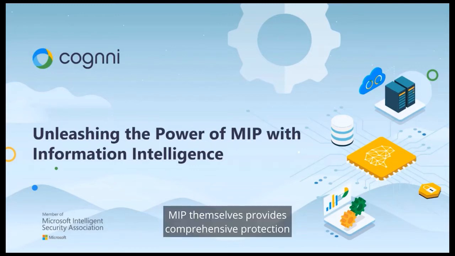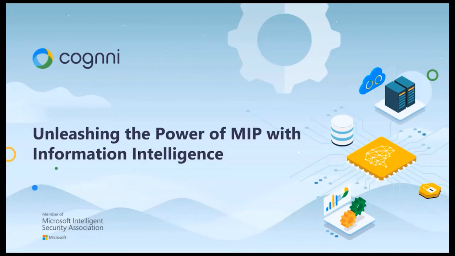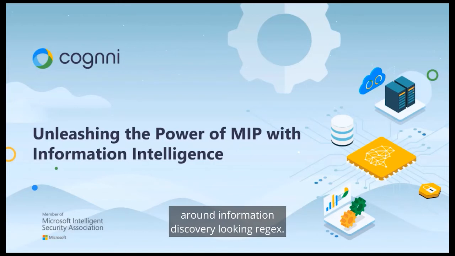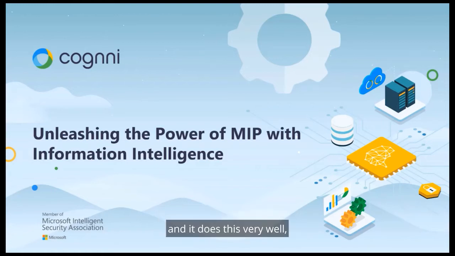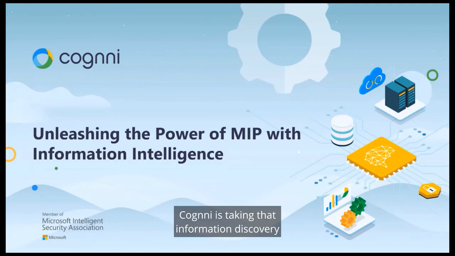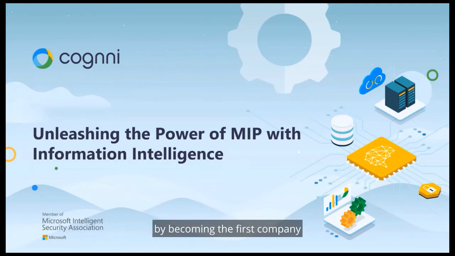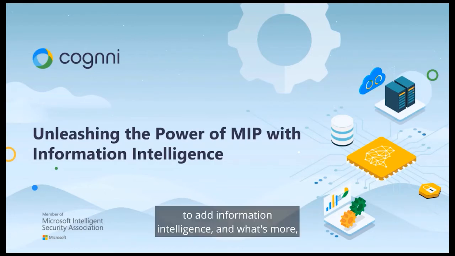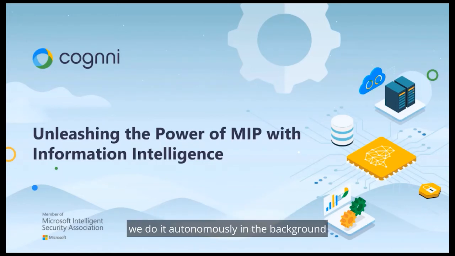MIP themselves provide comprehensive protection of your information assets across your IT environment. And this is largely based around information discovery, looking at regex, regular expressions such as social security numbers, or common terms, let's say something like termination of employment. And it does this very well. But with customer centricity at the very core of what we do, Cognni has taken that information discovery to a whole new level by becoming the first company to add information intelligence. And what's more, we do it autonomously in the background with no involvement necessary.